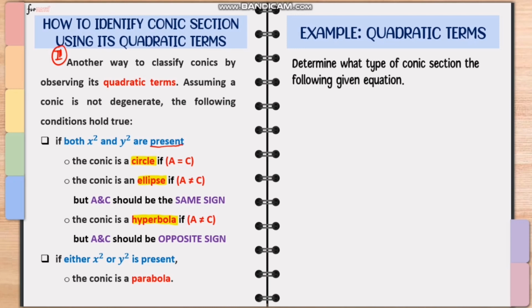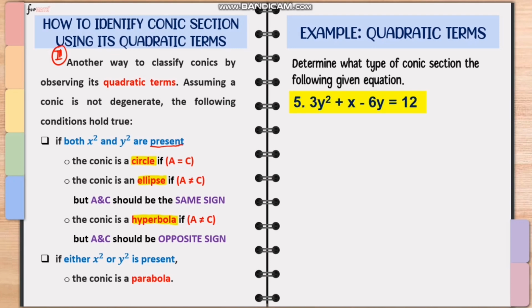But A and C should be the same sign. Okay? Kasi pareho ng classification si ellipse at si hyper na ang A is not equal to C. So, anong pinagkaiba nila? Si hyper dapat opposite sign naman po. Okay? And then last is kapag yung isa sa quadratic term is present, or either x squared or y squared is present, therefore, siya po ay parabola. Okay? So, let's have an example.